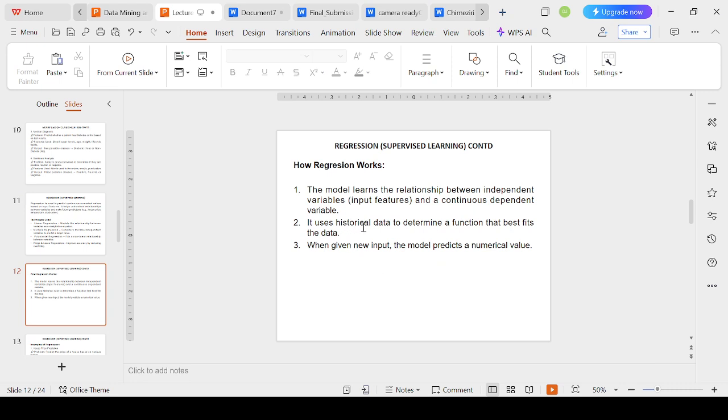So how does it work? The model learns the relationship between independent variables, that is the input features, and a continuous dependent variable, that is the target. It uses historical data to determine a function that best fits the data. When given a new input, the model should be able to predict a numerical value. So regression problem gives a continuous or numerical value, while classification problem gives a class, either 0 or 1, spam or not spam, yes or no.